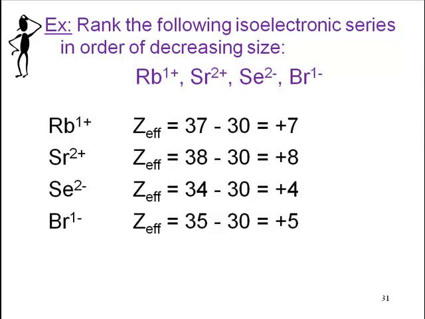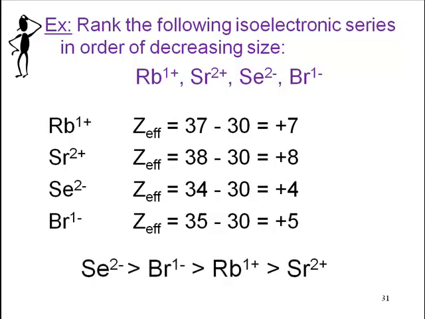Yes? Yep. All the ions that become isoelectronic with a noble gas will all have the same shielded electrons. The only thing that changes is the number of protons. So we can see the smallest one should be the largest one: Se, Br, Rb, Sr.